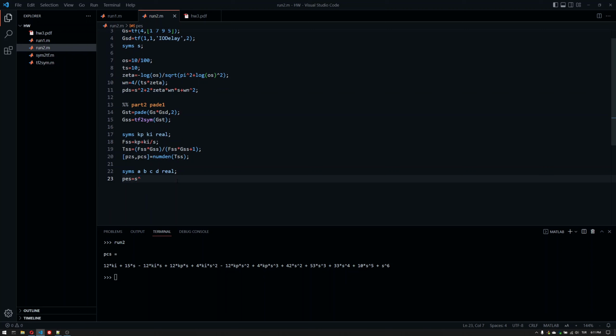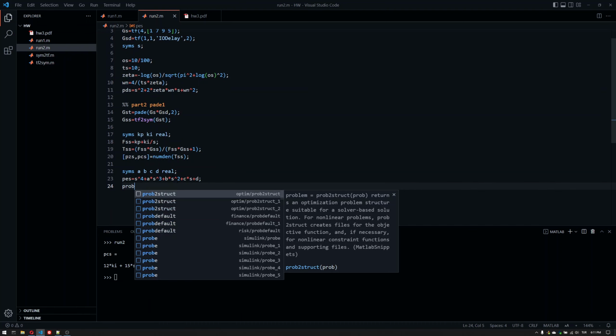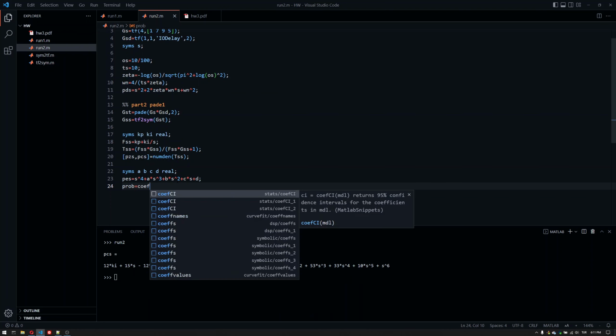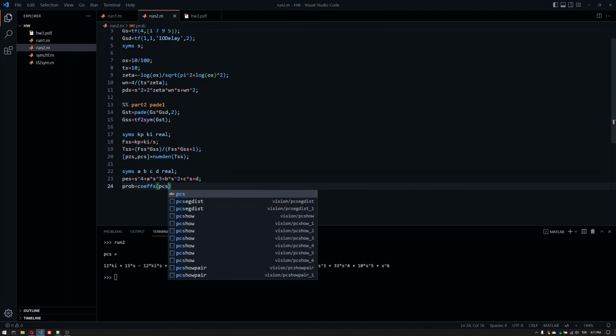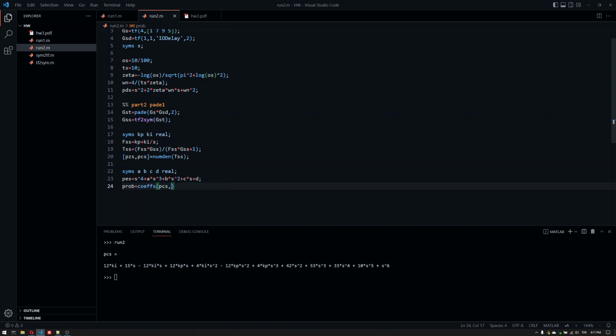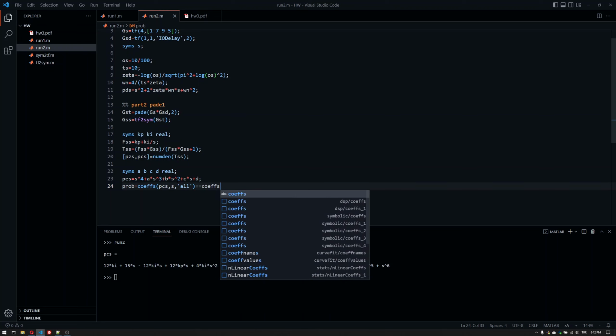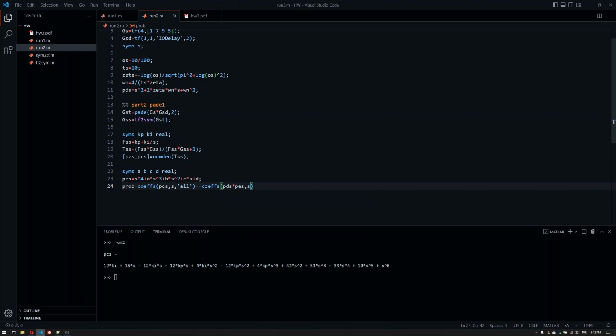So this is going to be s to the power of 4 plus a times s cubed plus b times s squared plus c times s plus d. So the problem is to equate PCS, all the coefficients, to PDS times PS. So let's solve the problem.